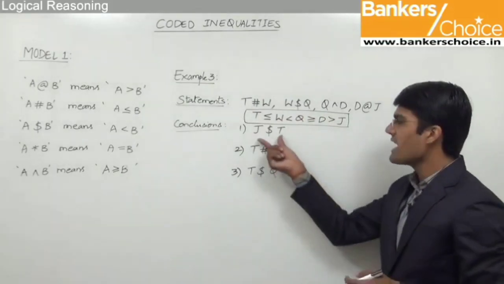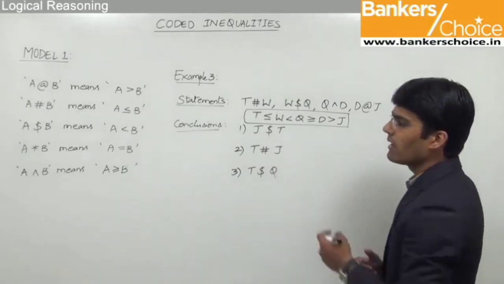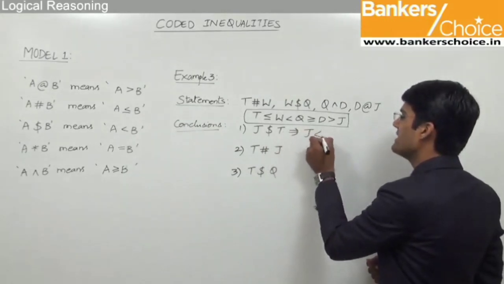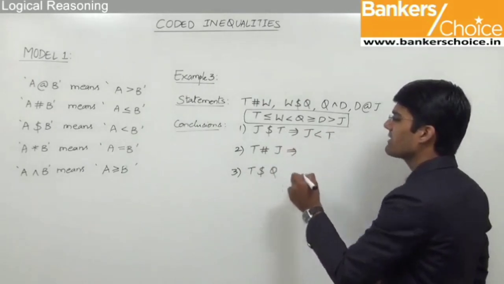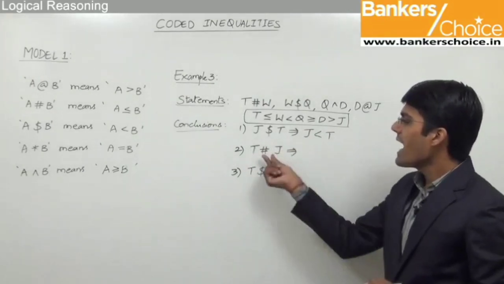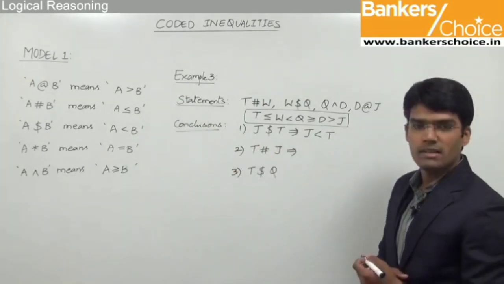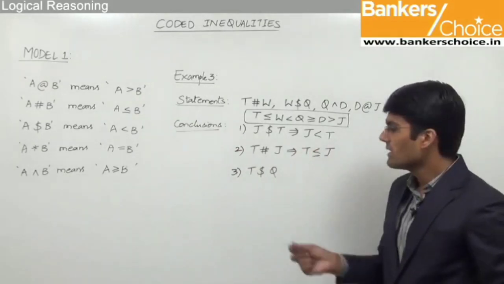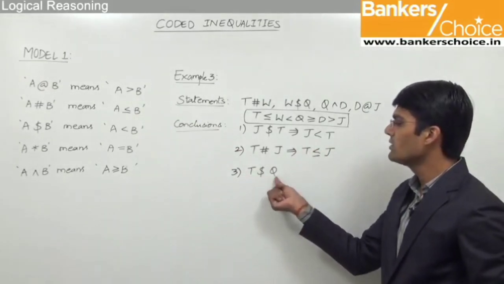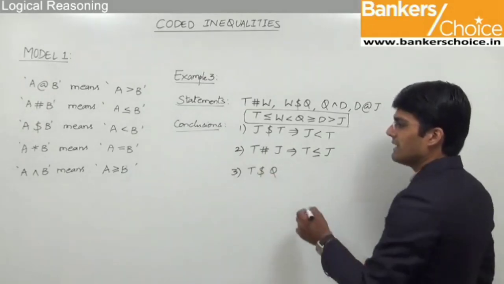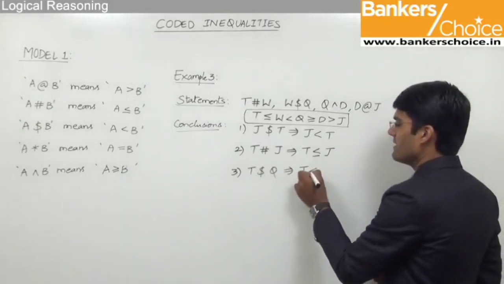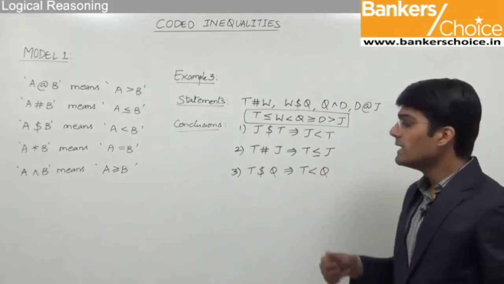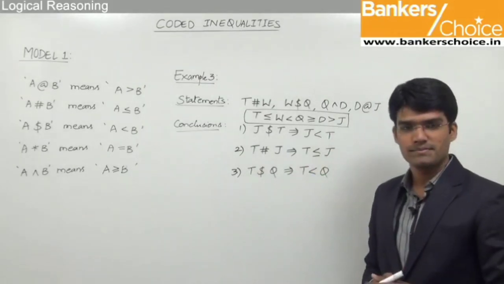Now the 3 conclusions are J$T. Dollar is nothing but less than. So we can say J less than T. The second one here is T#J. Hash is nothing but less than or equal to. So we can say T less than or equal to J. And the last one here is T$Q. So dollar here is nothing but less than. So again we can say T less than Q. So these are the 3 conclusions, and now we need to check how many of them are correct.